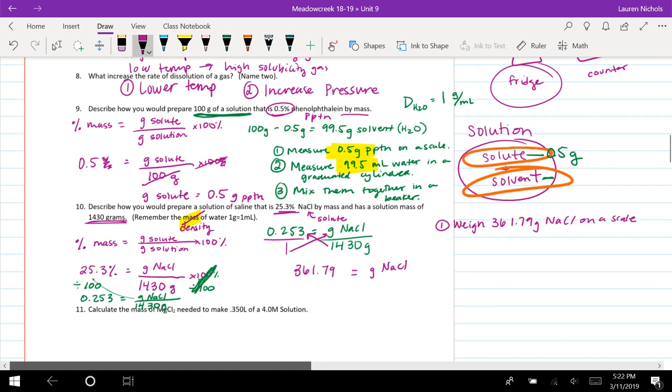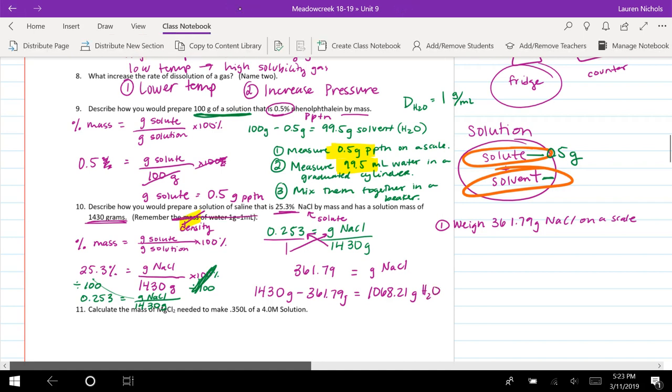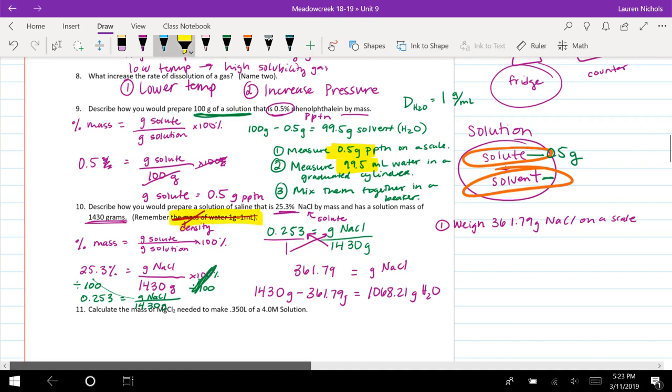Okay, now that means how much water am I going to need? Well, if my total amount was 1,430 grams and 361.79 grams of them are salt, the rest has to be water. So 1,430 minus 361.79 will give us 1,068.21 grams. So remember, that many grams of water, because of the density that we talked about earlier, since the density is 1 gram per milliliter, that means that is also equal to that many milliliters of water, which makes more sense because we use milliliters and graduated cylinders to measure water.